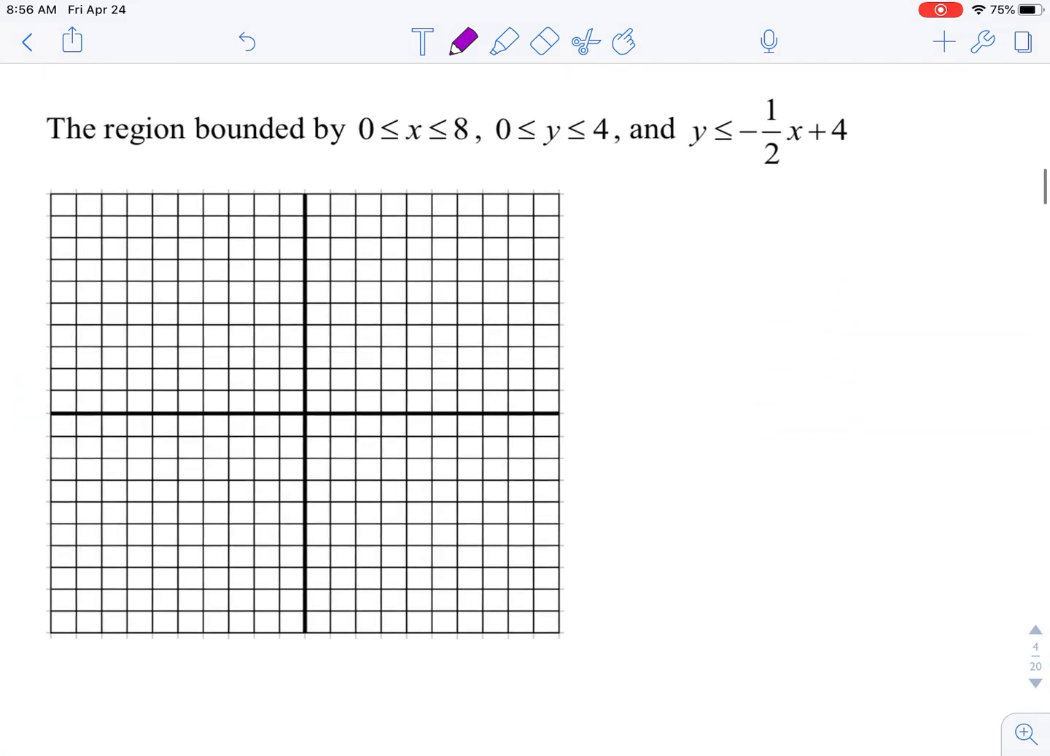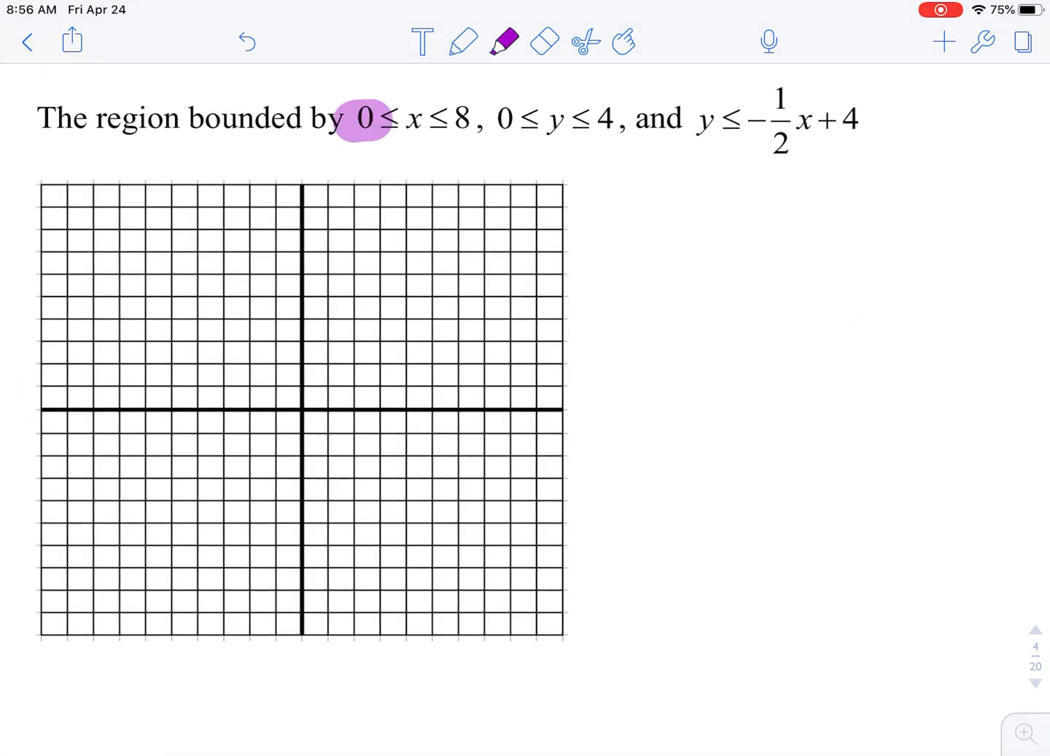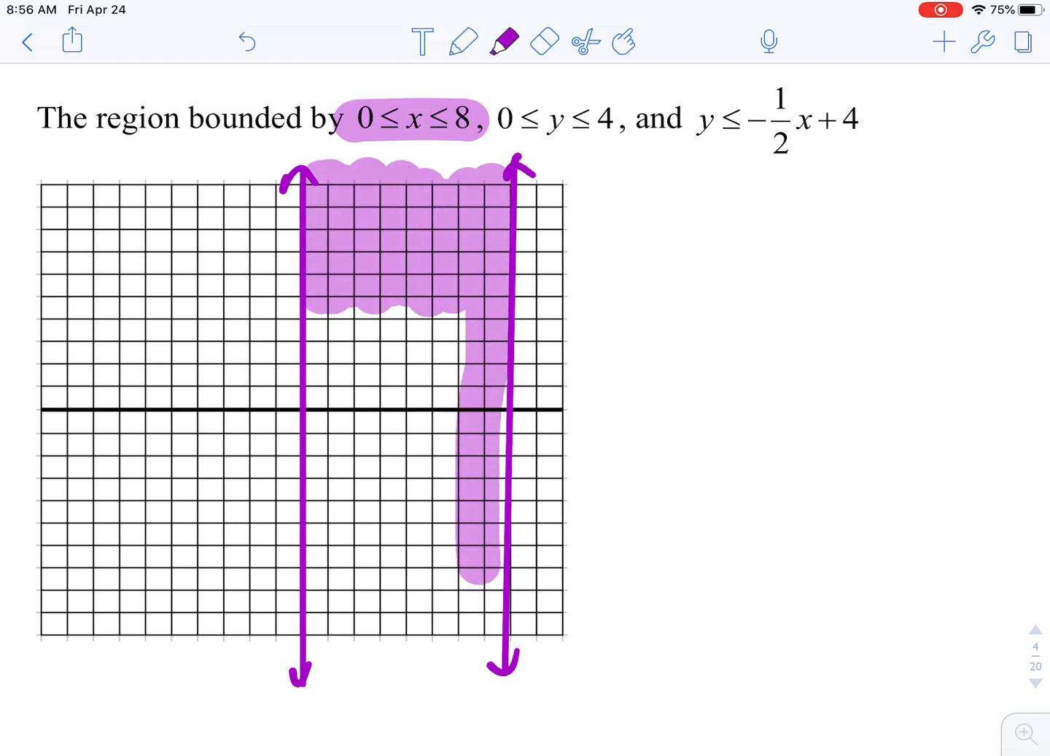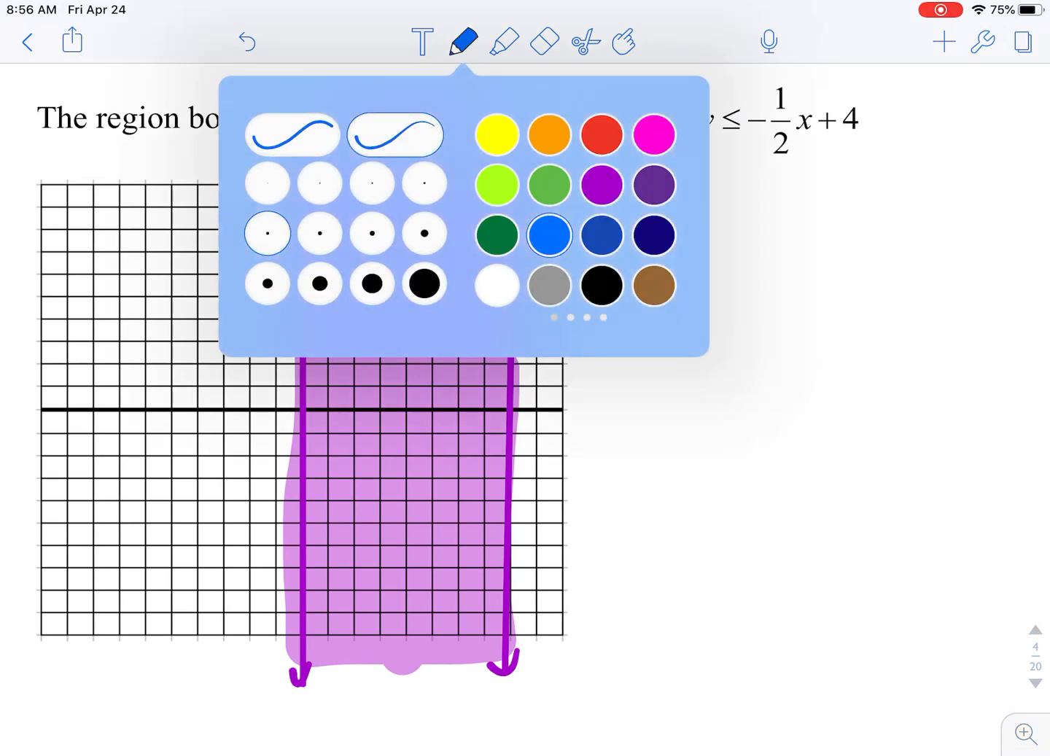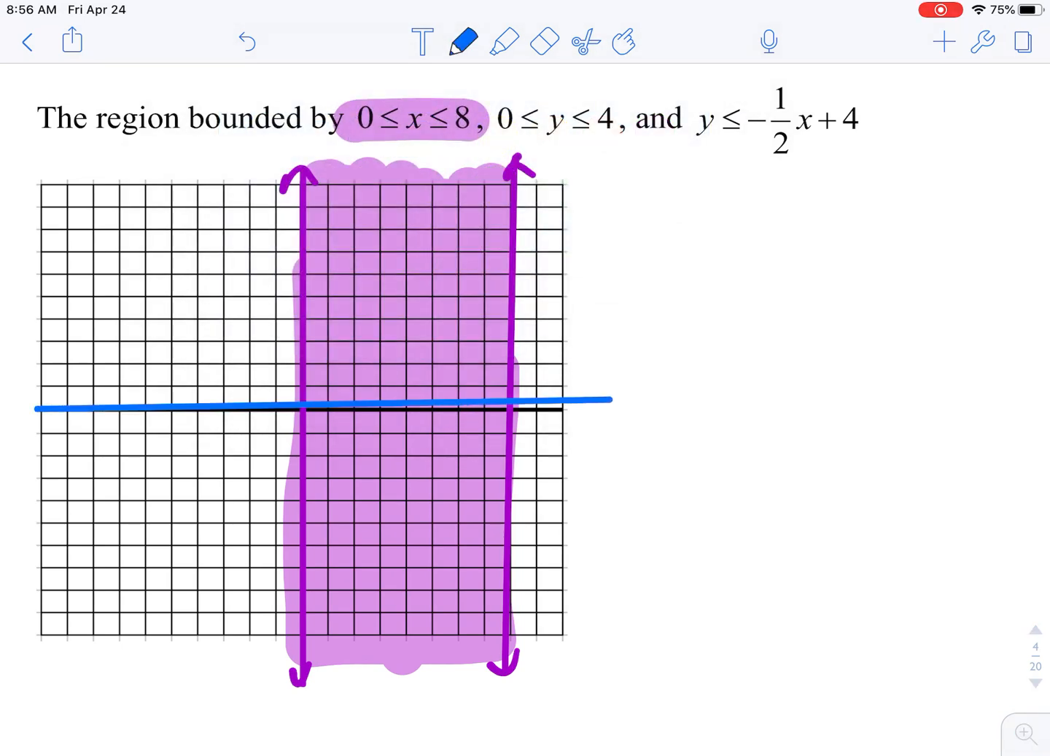One more to go here. This is what I was talking about. Sometimes they have the values of x smashed between. So that means we are between these two vertical lines at 0 and 8. This is a 10 by 10 grid if it helps you find where 8 is a little bit easier. And we are shaded between. For your y, we're between 0 and 4. Those are your horizontal lines.